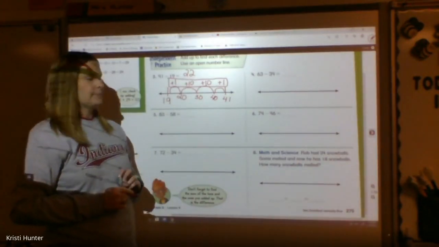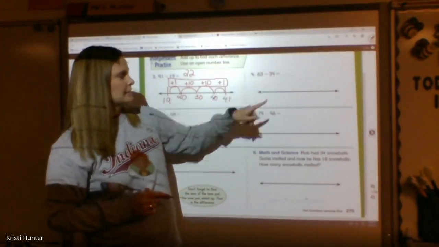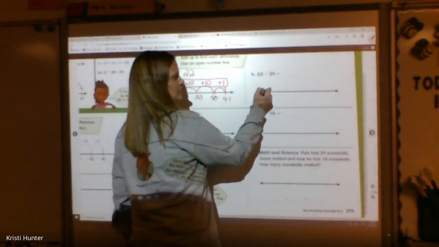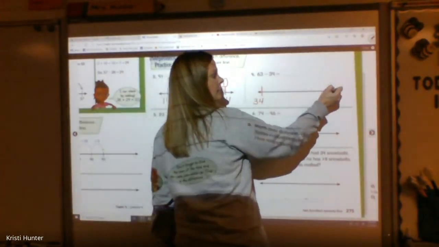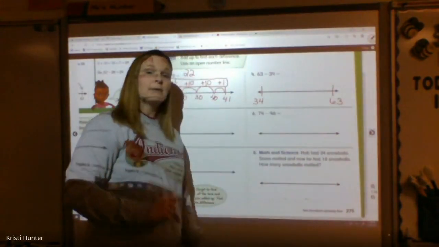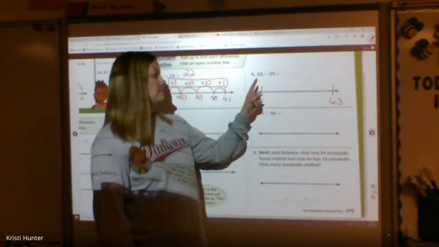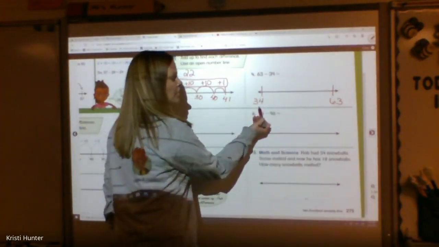All right, let's look at number 4. 63 minus 34. So I'm going to start at my little number 34. I want to get over here to my big number of 63. I've got to figure out how many jumps to do it, and the jumps that I do it in will be my answer. All right, I'm at 34.